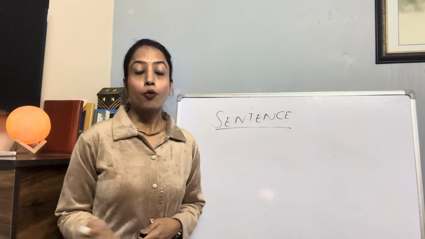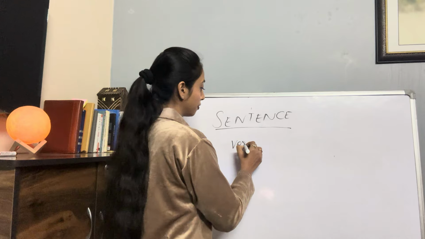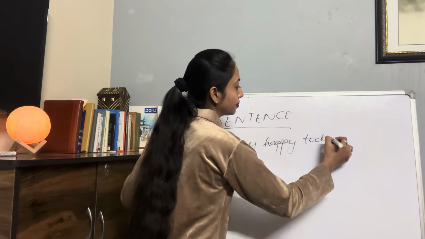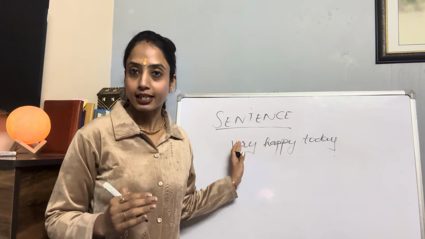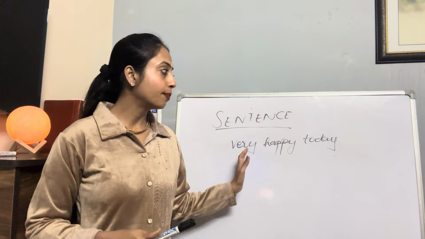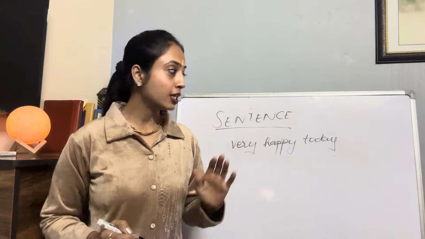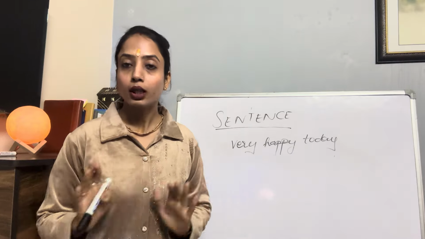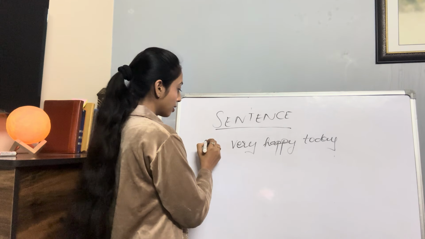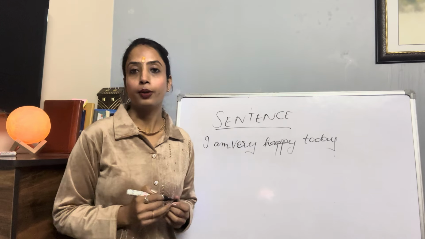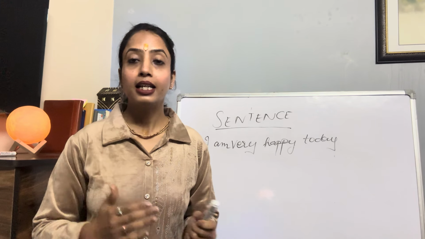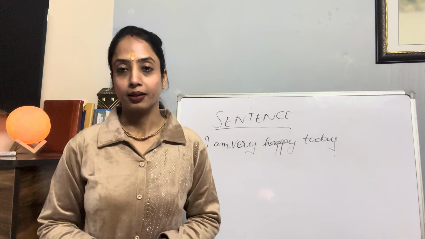Okay, so what if I say, and I take an example, very happy today. Is this a sentence? No. Why? Because its meaning is not complete. We are just saying very happy today, but we are not clear who is happy today. Now look at this example. I am very happy today. This is a sentence because the meaning is complete, that I am very happy today.